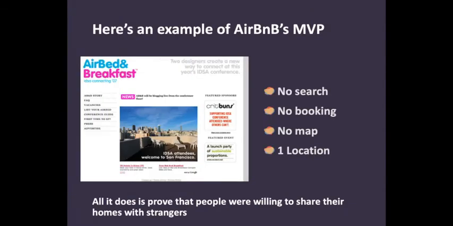This is Airbnb's very first website, right? There's no search functionality. There's no booking platform. There's no map, and it's only in one location, San Diego. So if you don't know Airbnb, it's a startup that lets people book rooms in other people's homes that are cheaper than hotels, right?